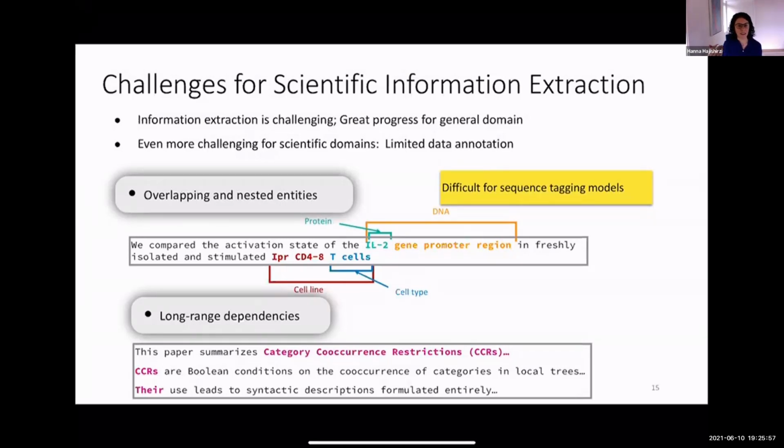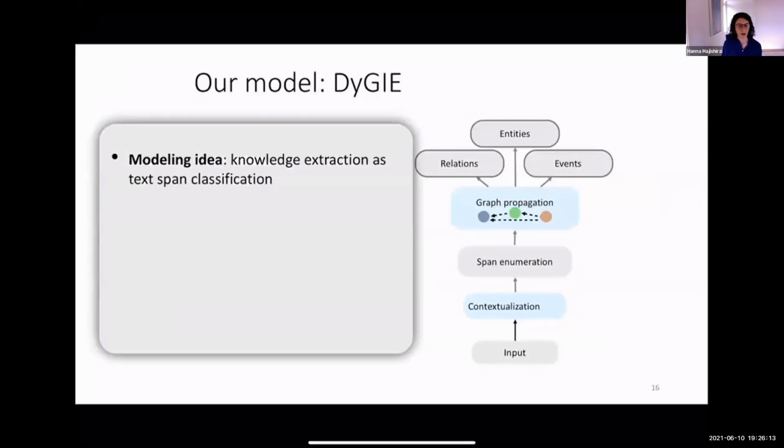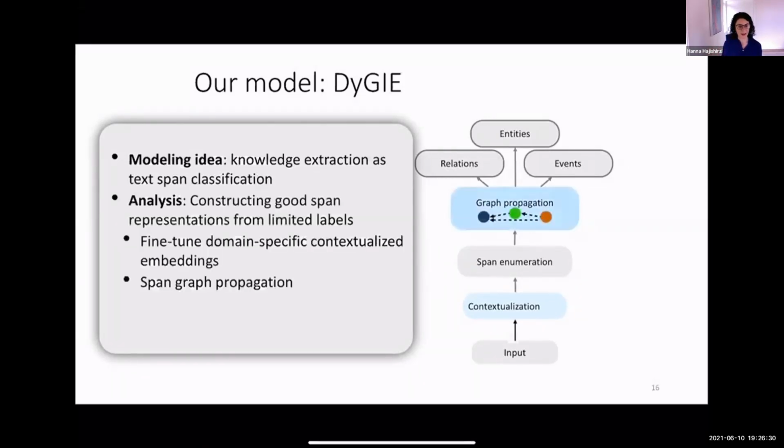So how can we tackle these long-range dependencies to find the extracted relations? This way we require cross-sentence context. Our model DIGI is trying to push for this. The modeling idea is that instead of representing text and forming the knowledge extraction as a sequence tagging problem, we form it as classifying text spans. I'm going to explain it in more detail in the next slides.